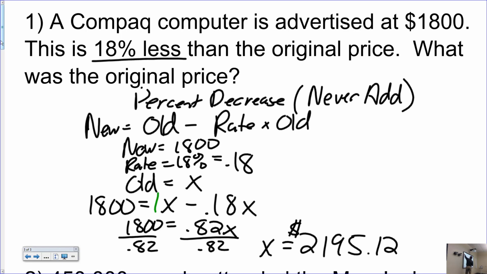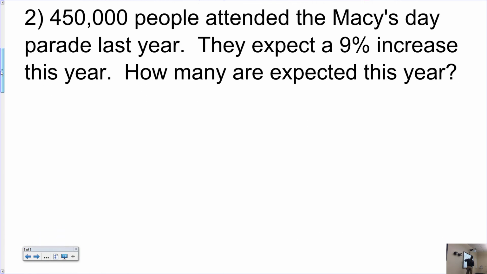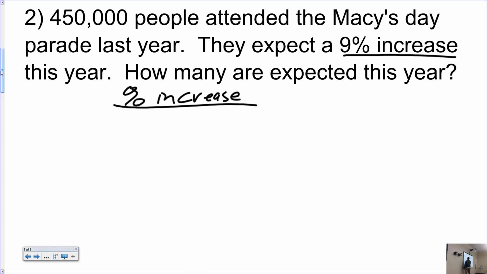All right. Now, how about the Macy's Day Parade one? It's a 9% increase. This is a percent increase problem. How do we do percent increase problems? New equals old plus rate times old.